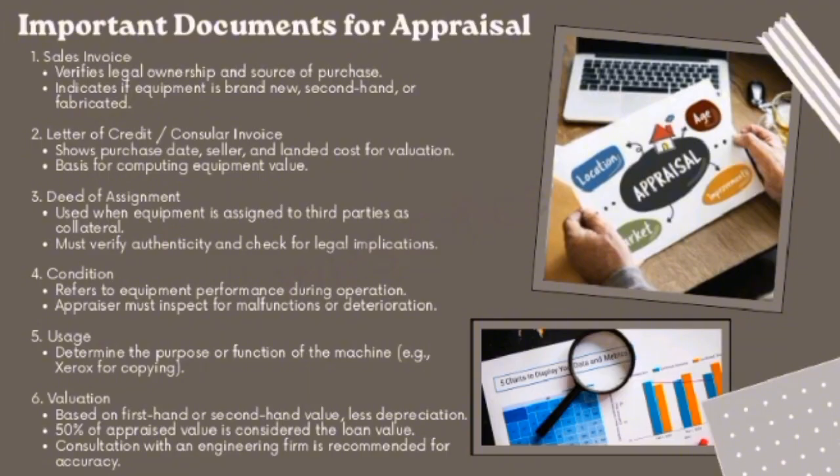First is the sales invoice. It verifies the legal ownership of the equipment and confirms the source of purchase, ensuring the transaction is legitimate. For example, a sales invoice showing purchase from an authorized dealer indicates authenticity and ownership rights.